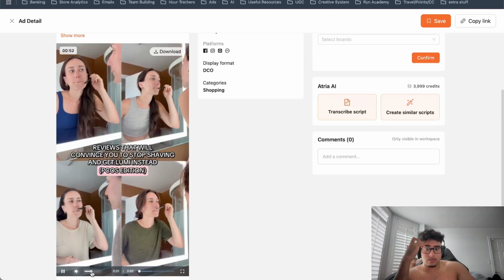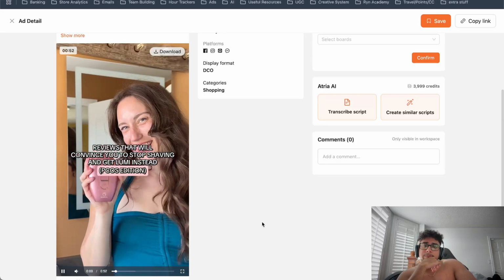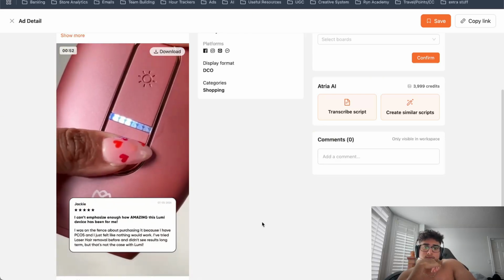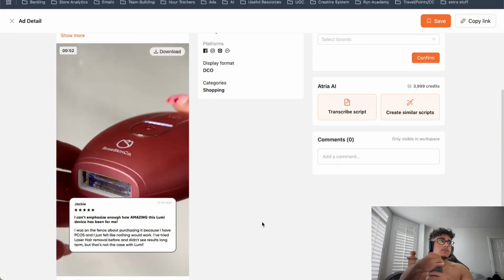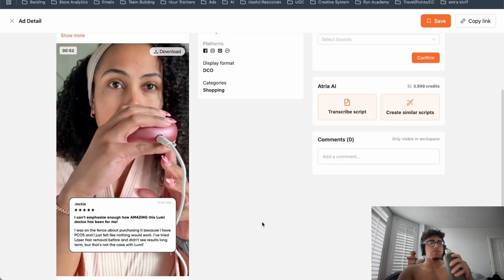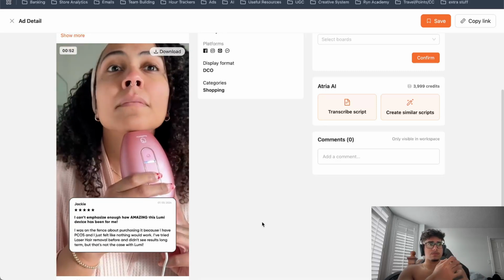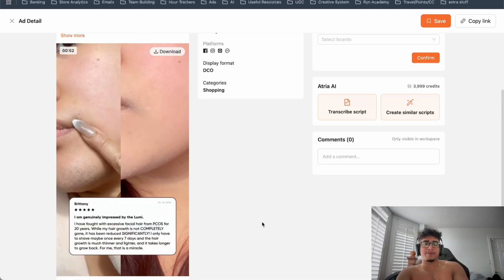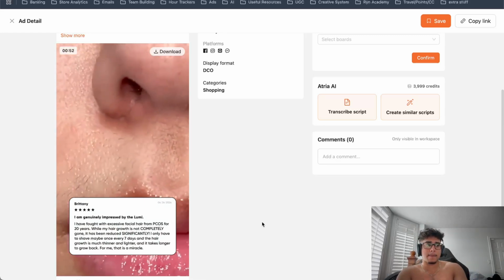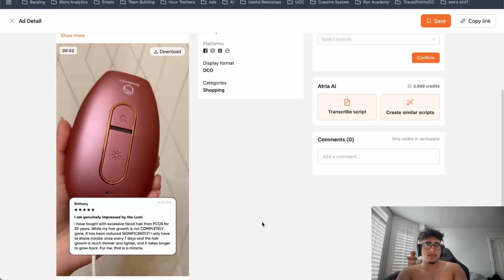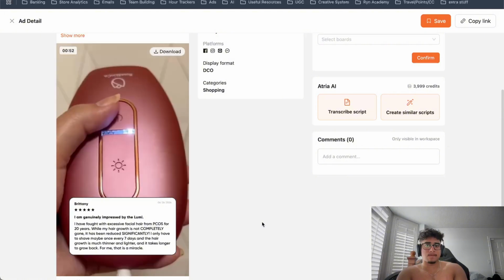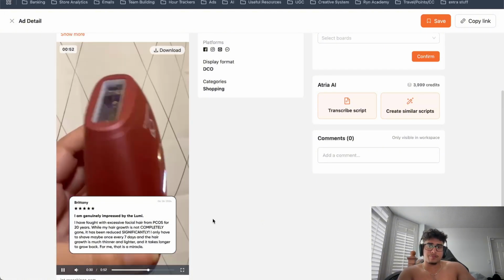Reviews that will convince you to stop shaving and get Lumi instead. I was on the fence about purchasing it because I have PCOS and I just felt like nothing would work. I've tried laser hair removal before and didn't see results long term, but that's not the case with Lumi. I have fought with excessive facial hair from PCOS for 20 years. While my hair growth is not completely gone, it has been reduced significantly. I only have to shave maybe once every 7 days and the hair growth is much thinner and light.